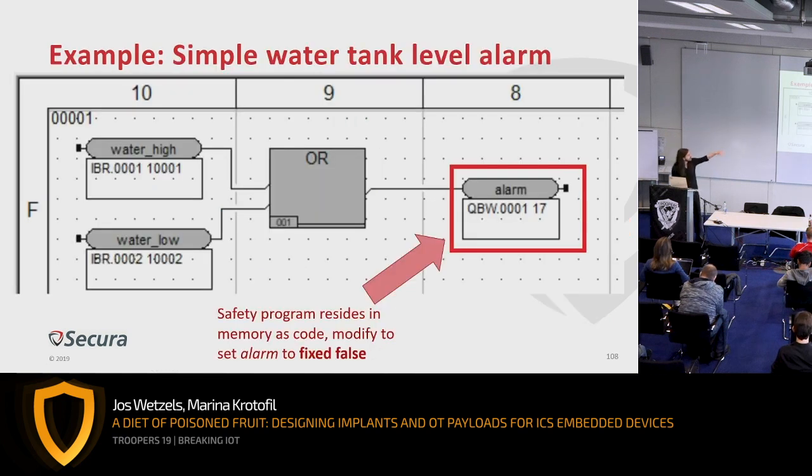So an example, this is the TriStation software for Triconex, and here we have a simple water tank level alarm. If the water level is either high or low, you raise an alarm. Don't think too much about it. Now, the safety program resides in memory as code, and what we essentially want to do is set the output of alarm always to a fixed false.